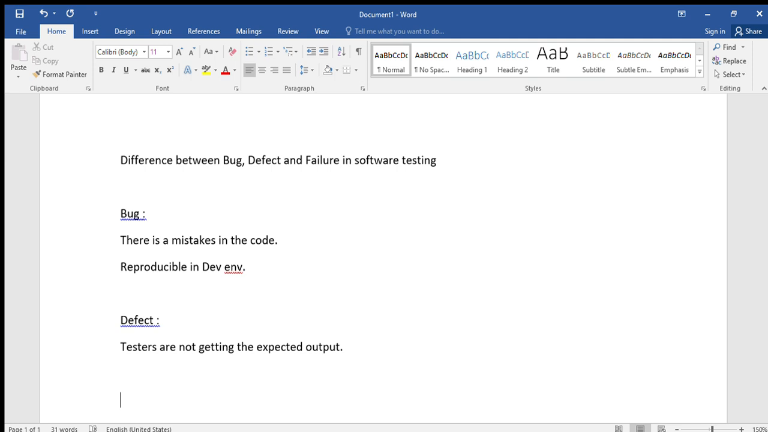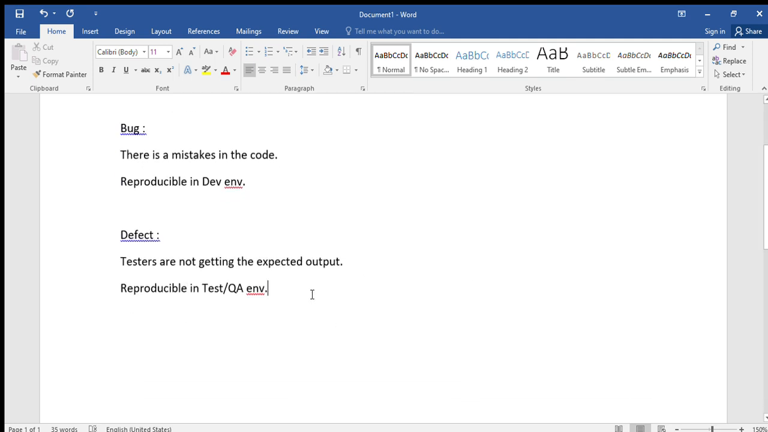So testers are not getting the expected output. This defect is reproducible in the test or QA environment.